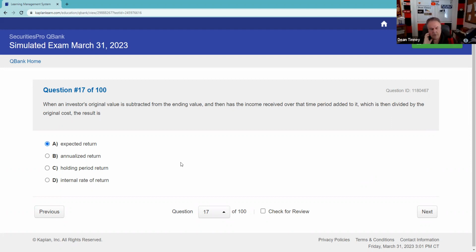Now, what you might want to do is put some numbers to it of your own. Say I bought a stock for 20 and sold it for 21. So there's $1. I received another $1 in dividends. So there's $2. I divide it by 20, 2 divided by 20, and I get 10%. That's the holding period rate of return. And then annualized, they'd have to tell us a time period so we could do annualized.